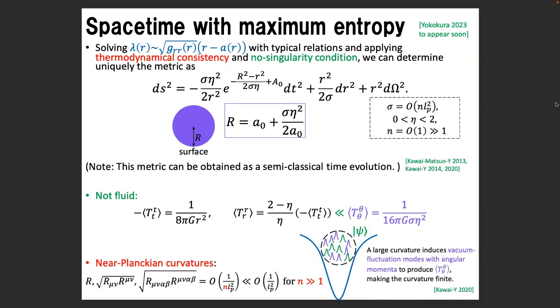However, why does such a large tangential pressure appear physically? I have one explanation. The point is, if you have a large curvature in the geometry, such a large curvature induces vacuum fluctuation modes with angular momentum, right? Even though such modes don't appear in the initial quantum state, dynamically such a curvature induces the vacuum fluctuation. This vacuum fluctuation produces this tangential pressure, and thanks to this pressure, the configuration is supported. And then you get finite curvature.